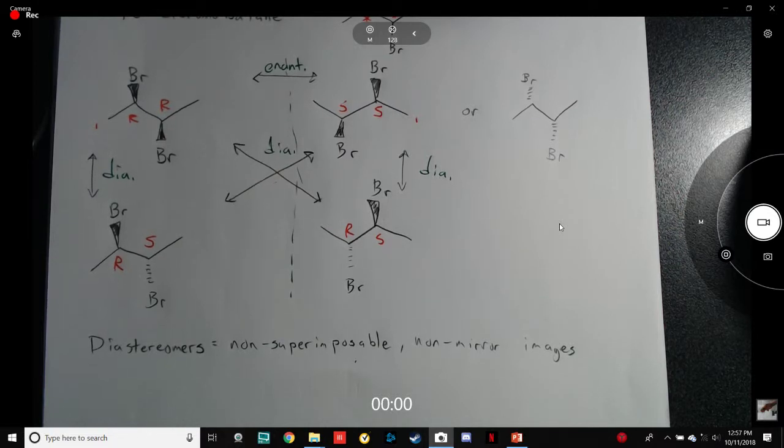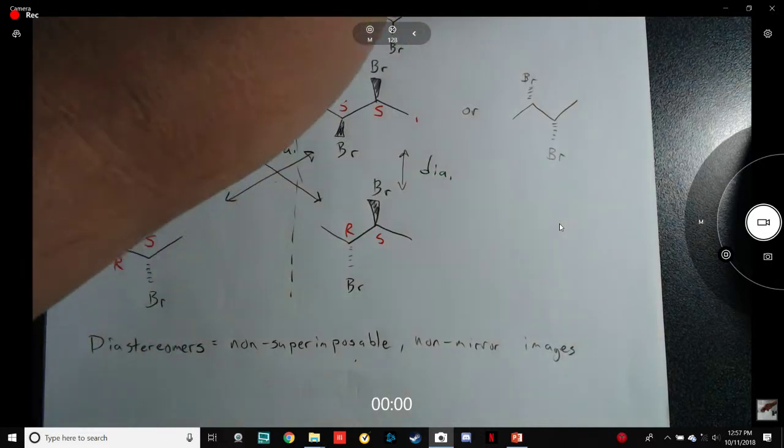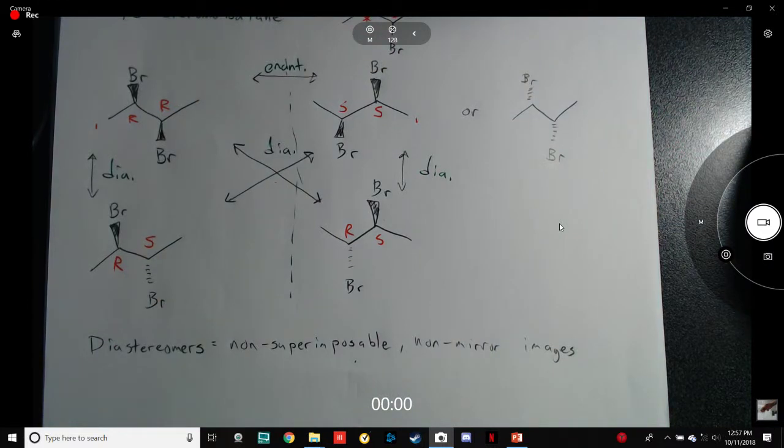So here we have a situation. It turns out that if you have more than one chiral center, the molecule can be symmetrical overall. Yes, we do have handedness in there, but if we have an internal mirror plane, that molecule is not chiral. So its mirror image is identical. And I actually brought some models here to show you what's going on.